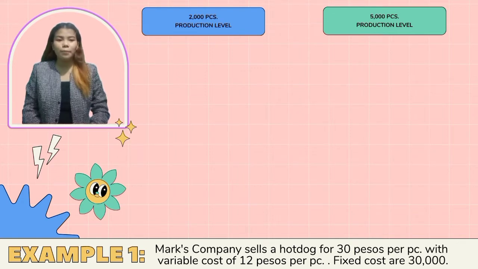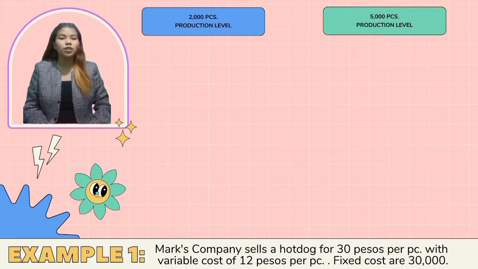For the first example, Mark's company sells a hot dog for 30 pesos per piece, with a variable cost of 12 pesos per piece. Fixed costs are 30,000. I'm going to create two different income statements for two different selling levels. The first is if we sell 2,000 pieces and the other is if we sell 5,000 pieces.